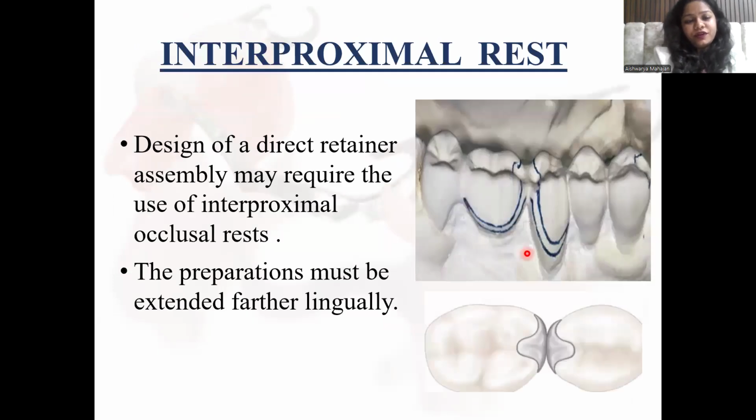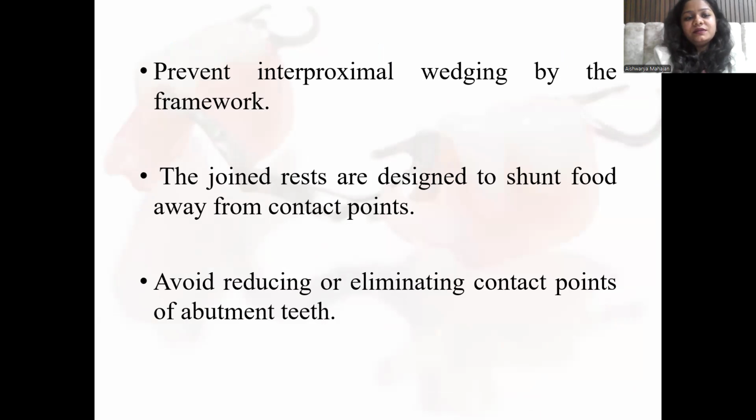The other type of rest is the interproximal rest. The design of the direct retainer assembly may require the use of an interproximal occlusal rest. The example is the embrasure clasp. The preparation must be extended farther lingually in such situations. It prevents proximal wedging by the framework. The joint rests are designed to shunt food away from the contact point, and care should always be taken to avoid reducing or eliminating the contact points of the abutment tooth.